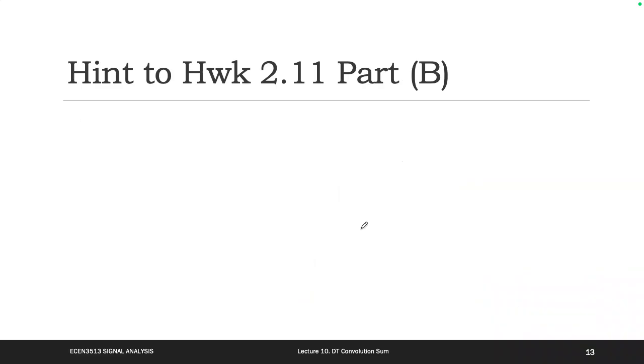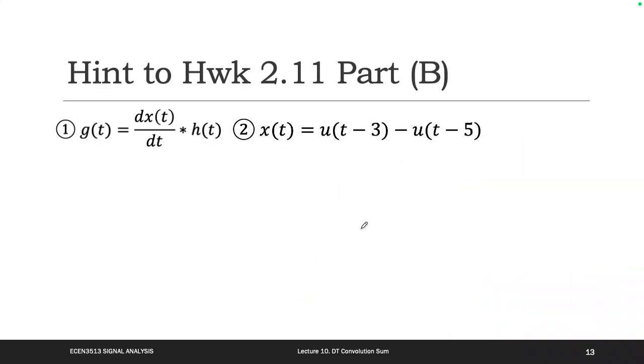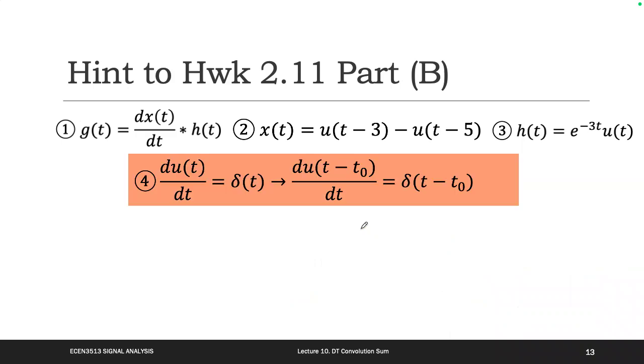Okay, let's talk about part B. For part B, we have this equation, g(t) equals the derivative of x(t) convolved with h(t). This is our x(t), we know that, and this is h(t). We also know that if you take the derivative of a unit step function, you get the delta, the unit impulse function. We talked about it in the previous class. You can review it in chapter 1, when we talked about the impulse function. Okay, and then we have this.